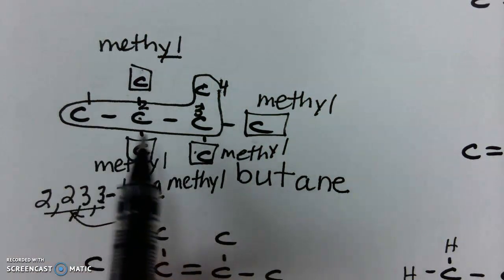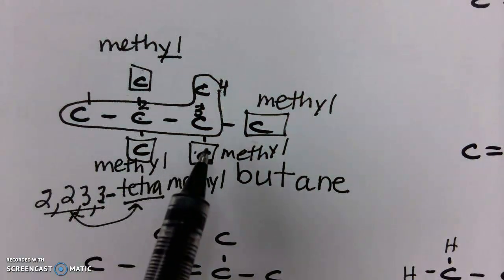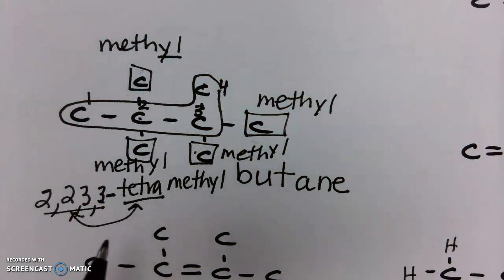So this molecule is butane as the main chain, or main longest chain of carbon, with branches of methyl groups attached. So 2,2,3,3-tetramethylbutane.